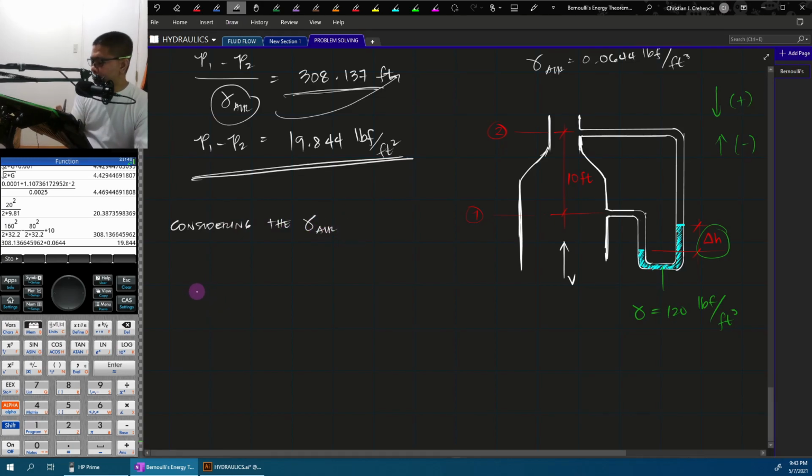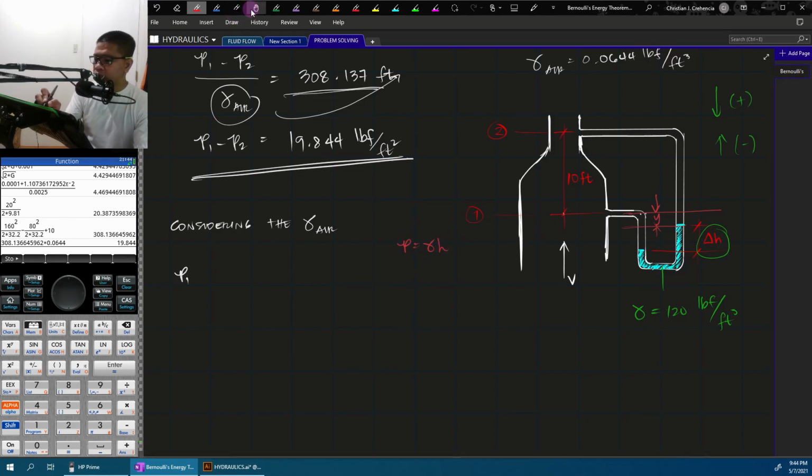So, let's say, considering the unit weight of air. From point 1, we have the pressure at point 1. This is how I solve manometers. In terms of pressure, from point 1, it's the same pressure. Then, as we go down, let's label this Y. From this point going down a height of Y, the pressure is unit weight times height. That's all it is. Okay?